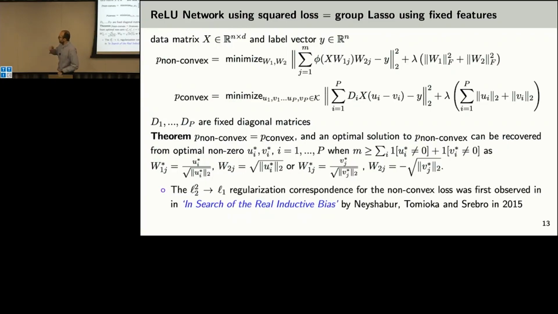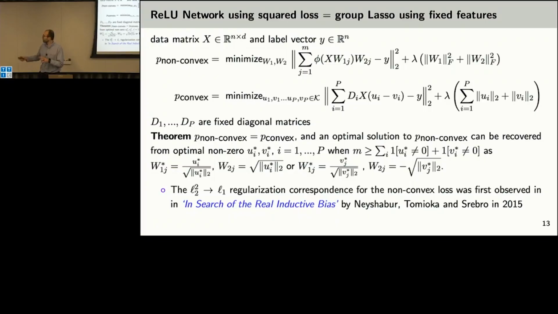So this is actually based on a nice result by Neyshabur and co-authors. They identified a correspondence in non-convex optimization between this L2 squared regularization and L1. This happens because the ReLU function is positive homogeneous, and scaling it will turn this squared regularization into an L1 regularization. This was done in the non-convex optimization first, and this is inspired by that result.